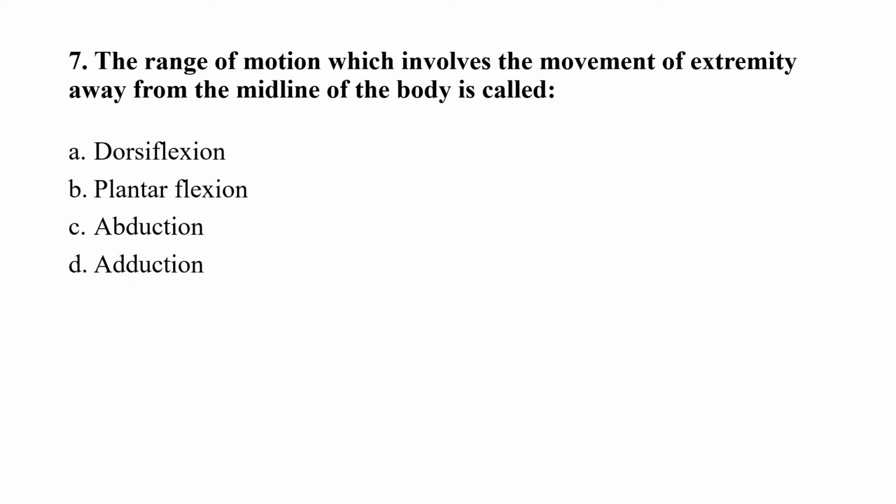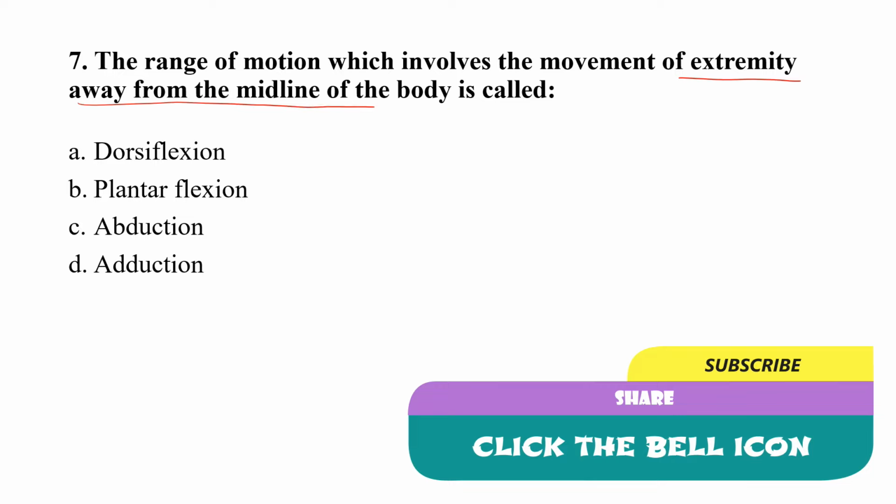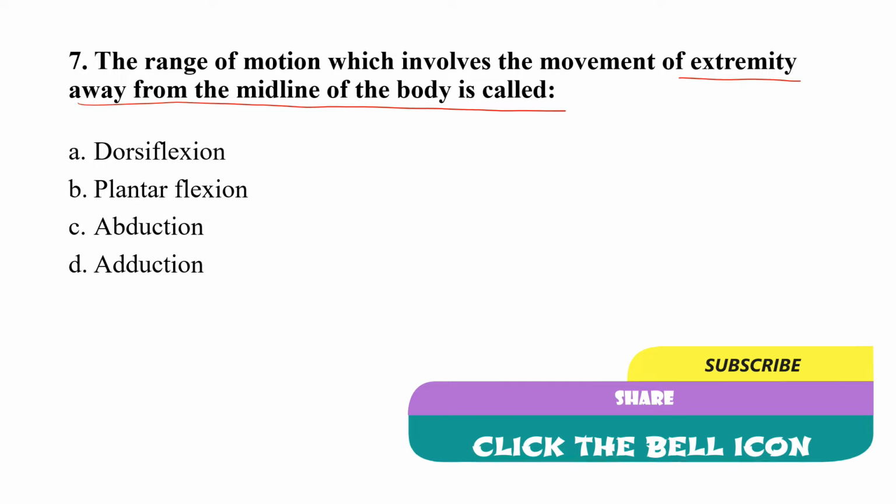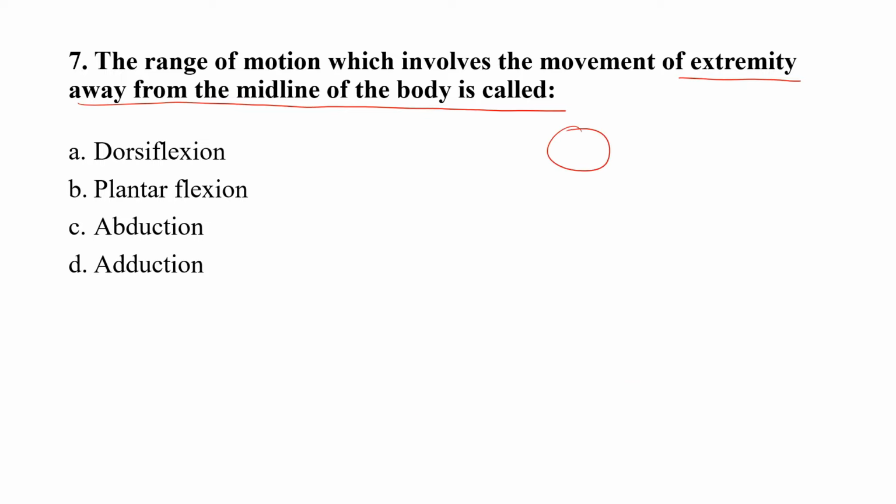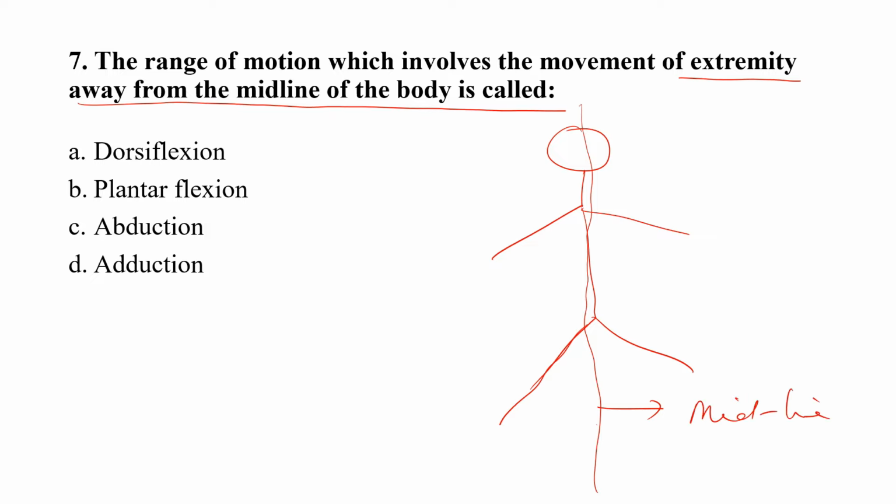Question number 7. The range of motion which involves the movement of an extremity away from the midline of the body is called: option A, dorsiflexion; option B, plantar flexion; option C, abduction; option D, adduction. Suppose this is a person and we draw a midline here. This is the midline. So movement of this extremity away from the midline is called abduction. And movement of this extremity towards the midline is called adduction.